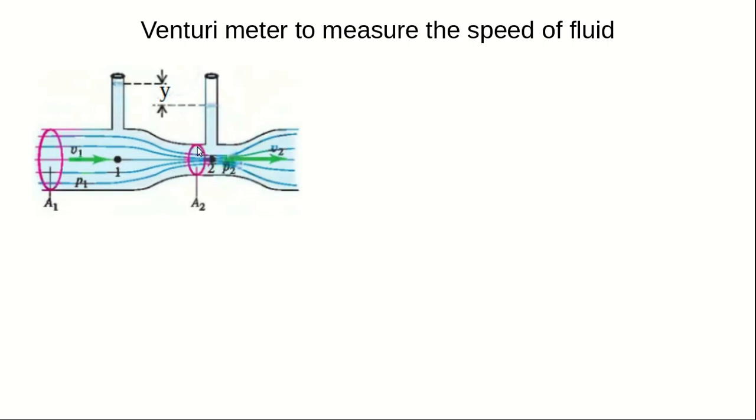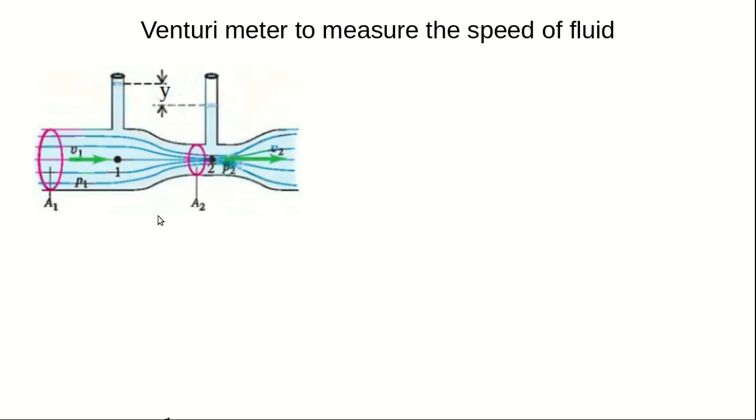So there is this contraction at this point where the area at this point 2 is different from the area at this point 1. So at this point we have P1, the pressure here, V1 and the area A1. Then at point 2 we have P2 here, A2 and the V2. So in this particular system we are going to be using Bernoulli's equation to determine the velocity at this point.